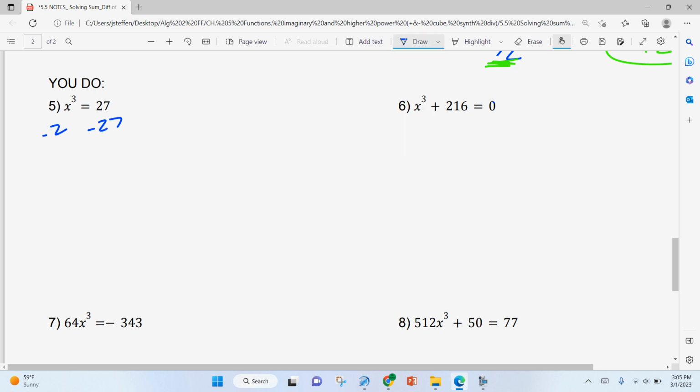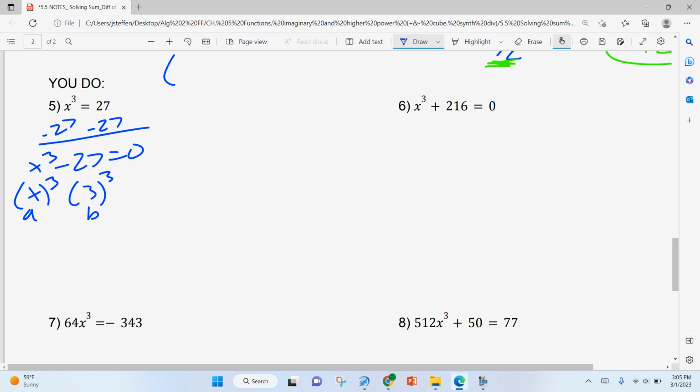Subtract 27. We get x to the third minus 27 is equal to 0. So this one is x to the third, 27 is 3 cubed, so x minus 3 times x squared plus 3x plus 9. And if you're wondering how I'm getting this part right here, it's the formula that I gave you in the 5.4 notes. In the previous notes, check that formula if you're not sure where I'm getting these.